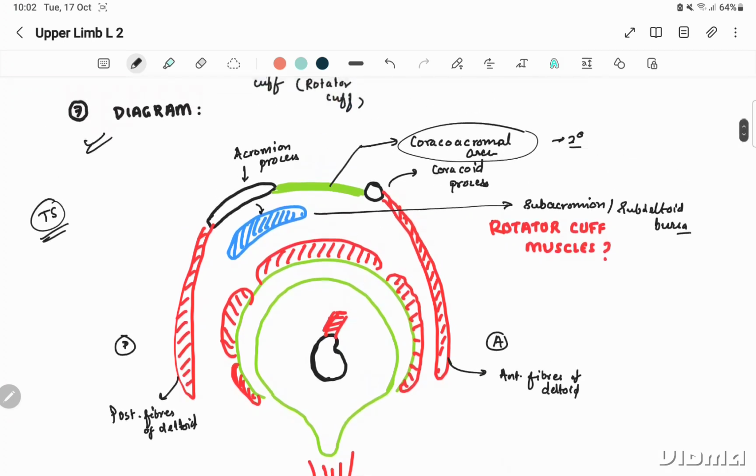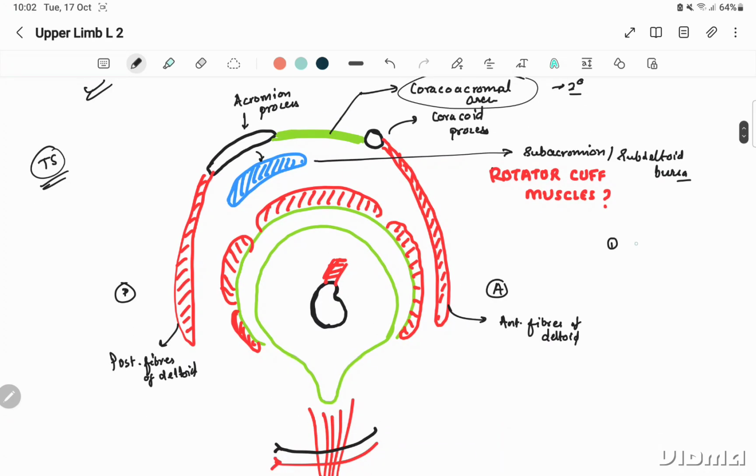So until now we have read about three bursas in the shoulder joint. One was the bursa around the long head of biceps. Okay, and we had the subscapular bursa, and here we saw the subacromion bursa or subdeltoid bursa. So there are three bursas in the shoulder joint. We can write this.